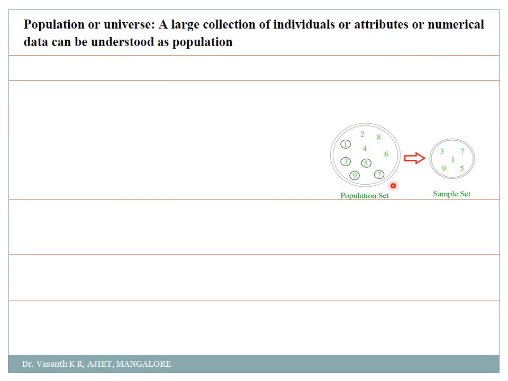It can be individuals, a group of people, or a group of numerical data together, which is known as population. Here in this diagram, this group of numerical data is known as a population set. Population doesn't mean that it should always be only persons. It can be numbers, it can be items, whatever it is, we call it population in sampling theory. Okay, next definition.